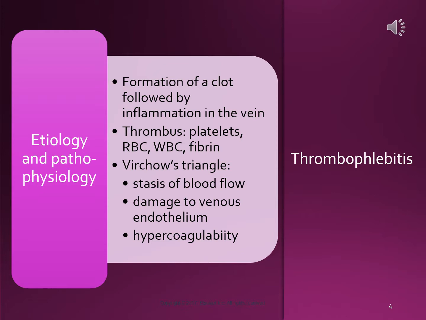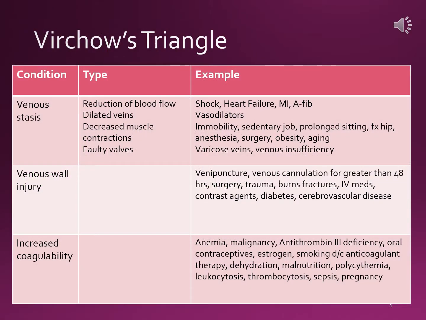Virchow's triangle is the three things that predispose people to thrombophlebitis: stasis of blood, damage to the venous endothelium, and hypercoagulability. So here is the triangle, the three different things that can predispose you to thrombophlebitis. Venous stasis happens when you have a reduced blood flow, dilated veins, decreased muscle mass, and or decreased muscle contractions, as it happens in immobility. Your muscles aren't squeezing those veins, or you can have faulty valves.